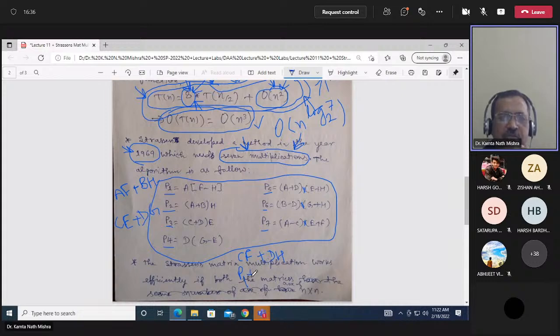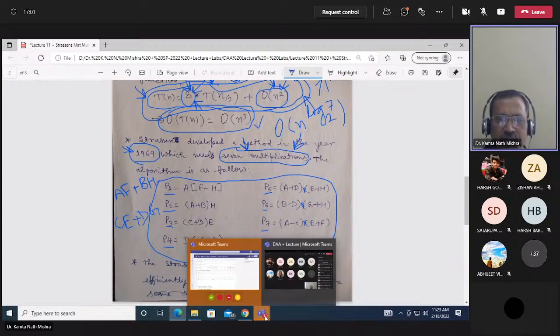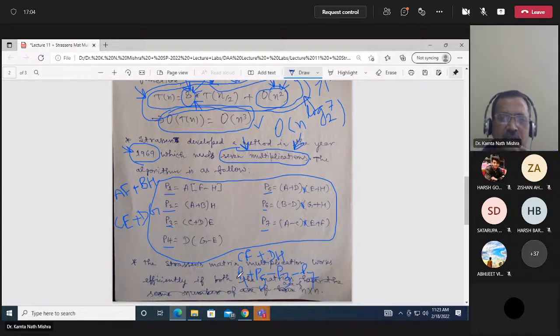Sir, it's P1 plus P5 minus P3 minus P7. Somebody else should verify it. Is it giving the answer or somebody else should verify it? Check करिए तो. Is it P1 plus P5 minus P3 minus P7? Is it giving CF plus DH or something else is being given?